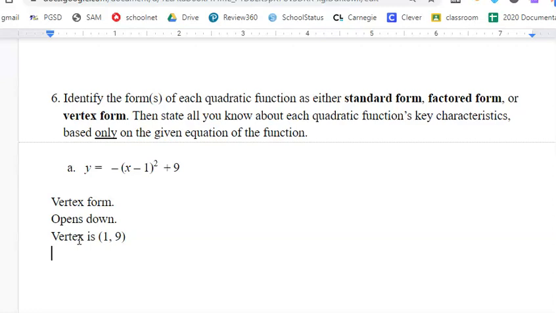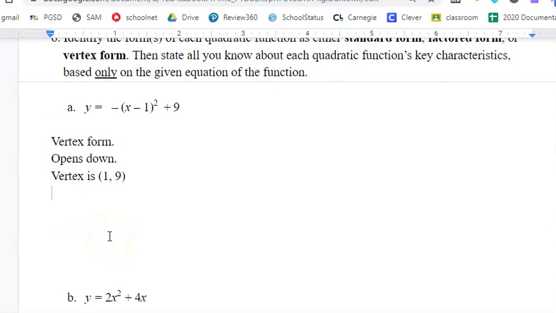And let's see, that's probably it. I do know all of these are parabolas, so we could say that. And we could probably say other things, like the axis of symmetry is x equals 1, but those are the main things. So we're just going to stick with the main things. A vertex form, it opens down, and the vertex is (1, 9).